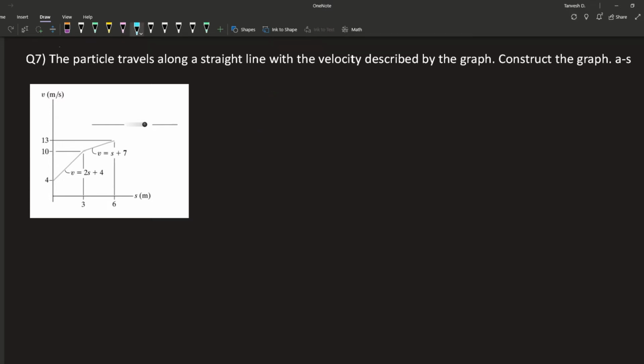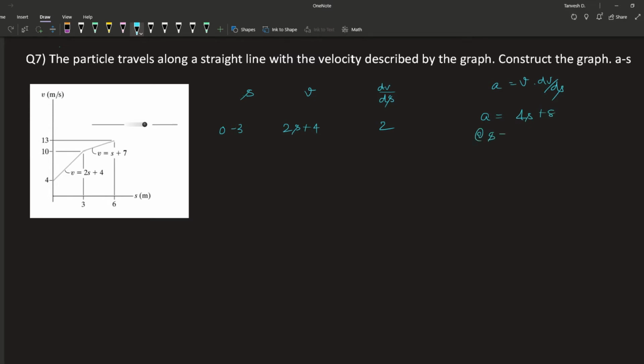So it is better to plot the graph. At s, we know the first column will be s, then the second column is v, third is dv by ds, and fourth one will be acceleration, which is v dv by ds. So from 0 to 3, our velocity is 2s plus 4, dv by ds is 2, so acceleration is v dv by ds, which is 4s plus 8.